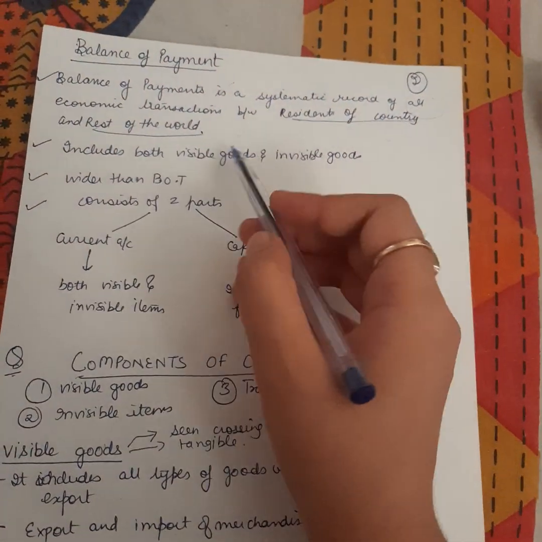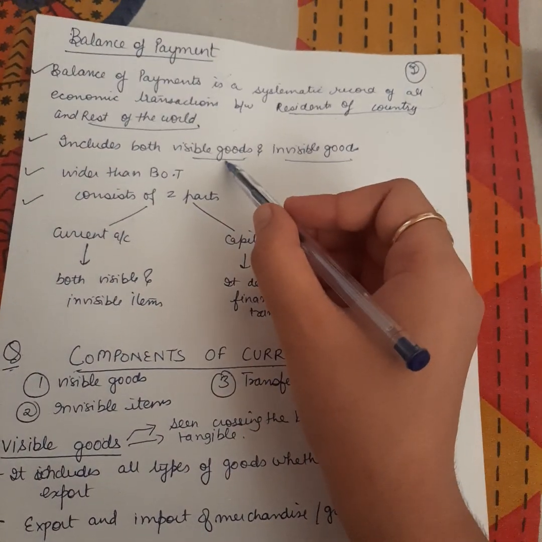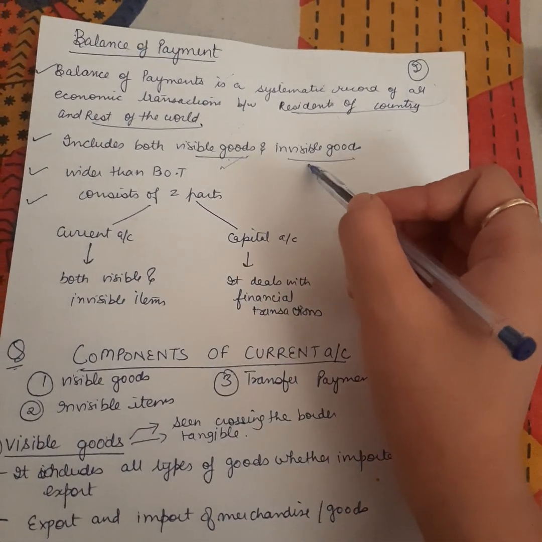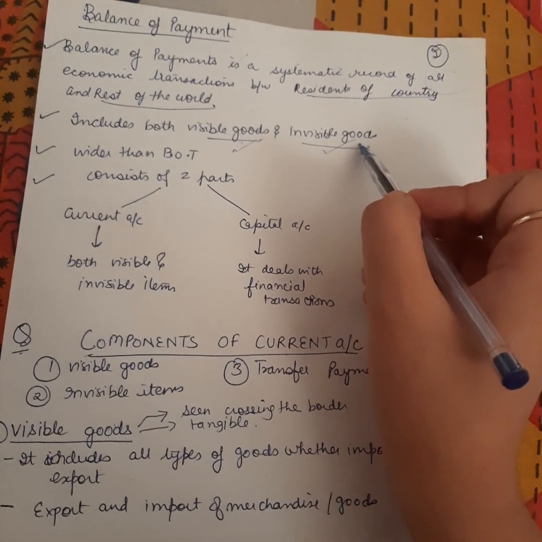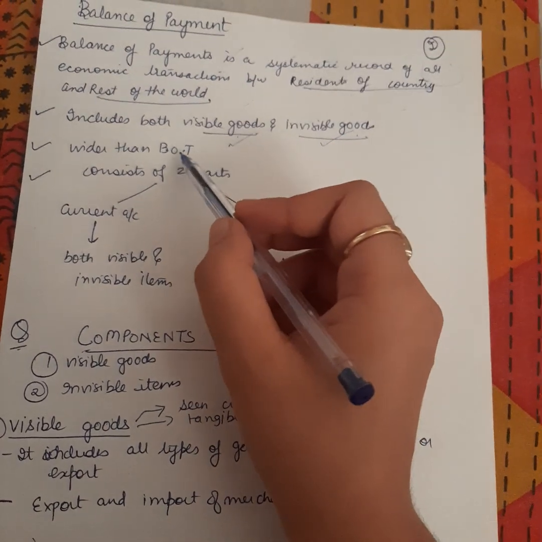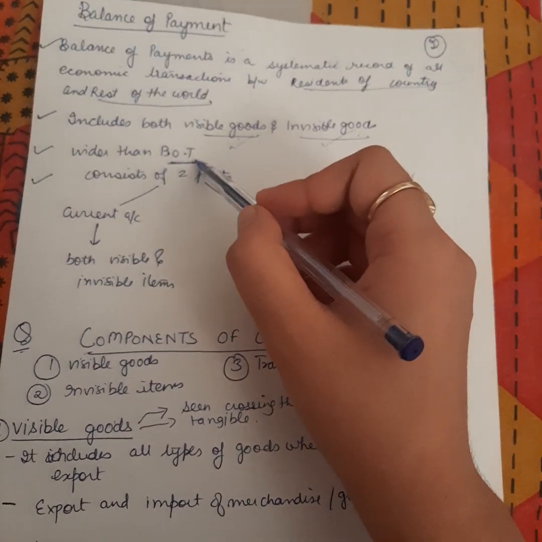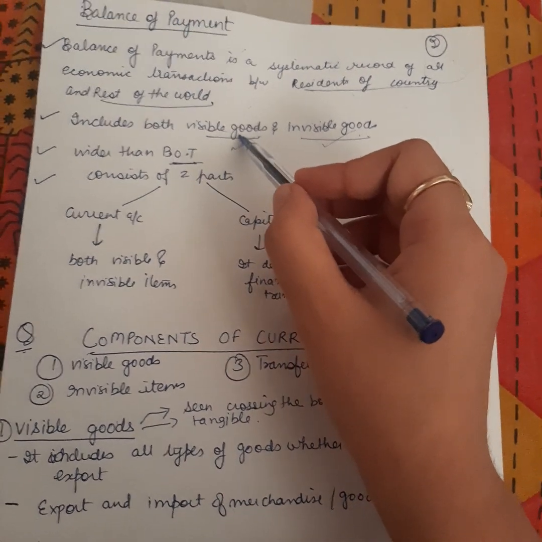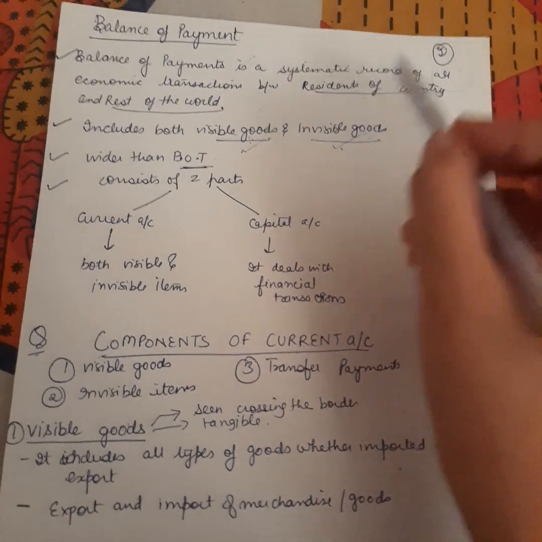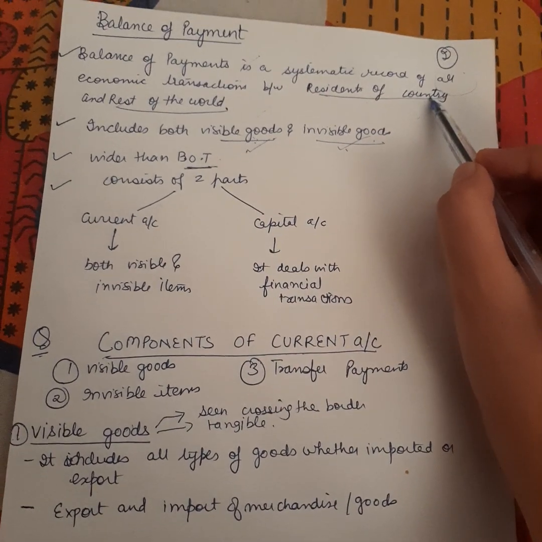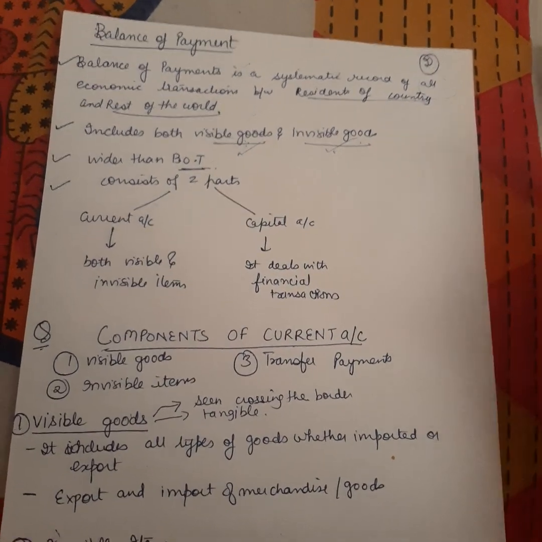It includes both visible goods and invisible goods. BOP is going to cover both visible, that is tangible goods, and invisible goods, that is services. Next, it is a term which is wider than balance of trade. Obviously, it's wider than balance of trade because balance of trade used to cover only visible goods, and balance of payment is covering visible as well as invisible goods, and it's also covering all the economic transactions, whereas balance of trade used to cover only export and import of visible goods.